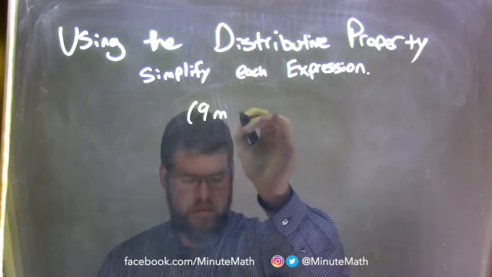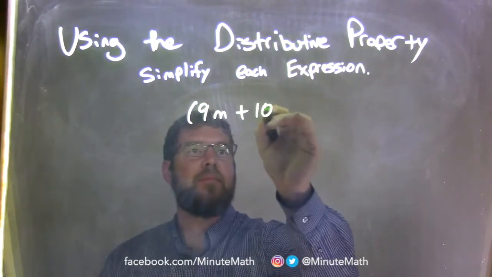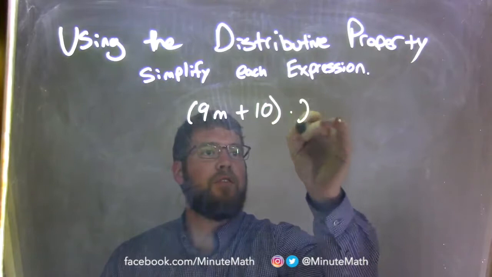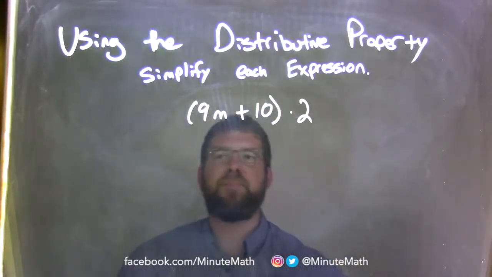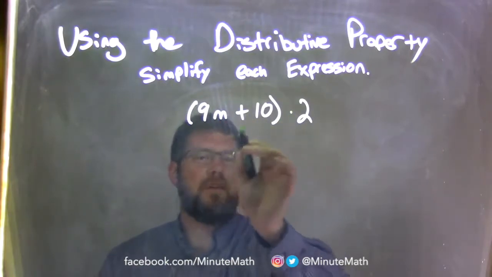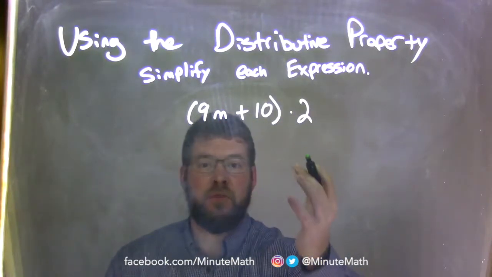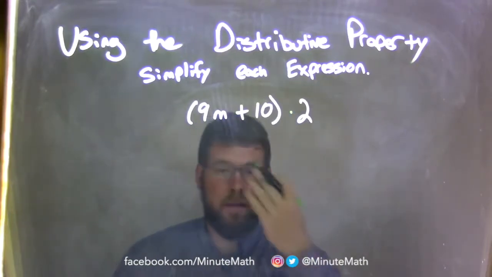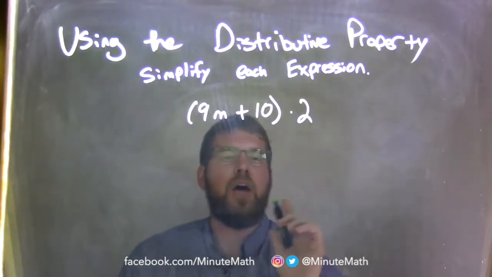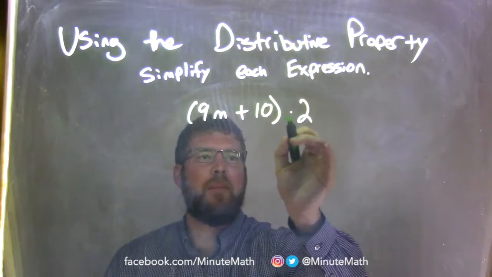9m plus 10 times 2. Okay? So the times 2 is on the outside, on the right side. Well, we think about what's inside the parentheses. Can we simplify that first? The answer is no. There are no like terms here. The 9m and the 10 are not like terms. We cannot add them. But the 2 is on the outside, and it's separated by multiplication.